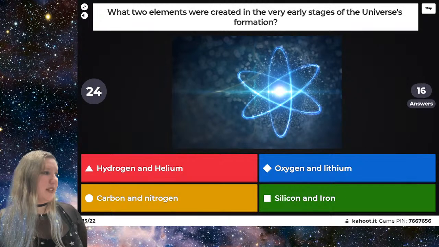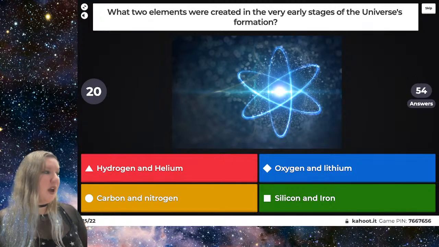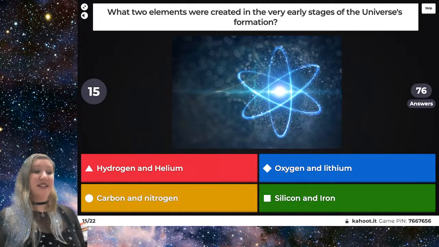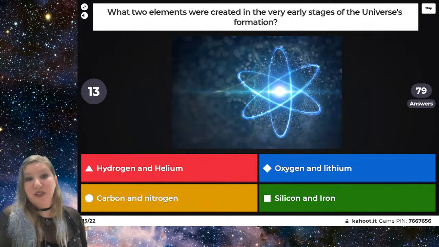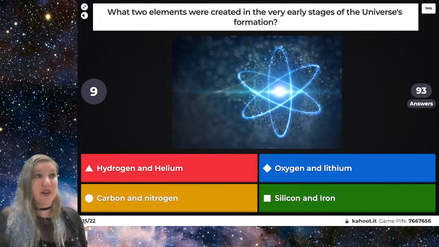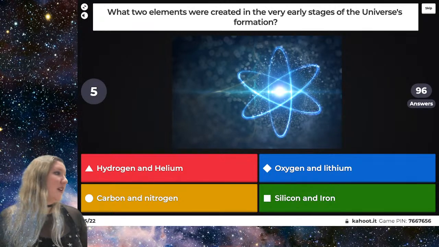So what 2 elements? Was it hydrogen and helium? Was it oxygen and lithium? Was it carbon and nitrogen? Or was it silicon and iron? So which of these elements were created in the very early stages of the universe? You've got about 5 seconds left. 3, 2, 1.